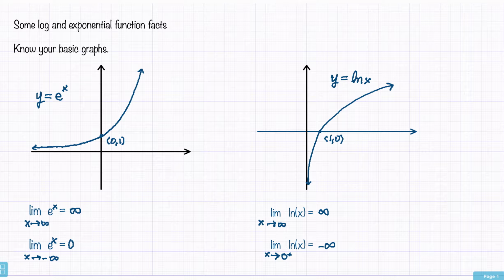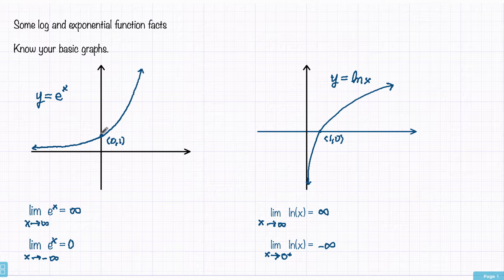Here are some of the basic log and exponential facts that tend to be relevant in Chapter 1. If you're looking at the graph of, say, y equals e to the x, we're modeling exponential growth, so the pattern is pretty easy to remember. When x is 0, y is 1, and there's exponential growth, so as the x's get bigger and bigger, the corresponding y's on the graph get bigger and bigger. And that says as x goes to infinity, e to the x is going to infinity.